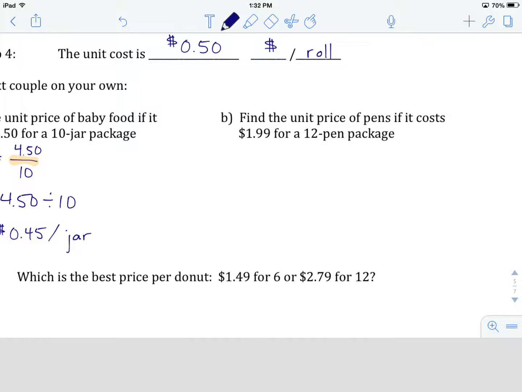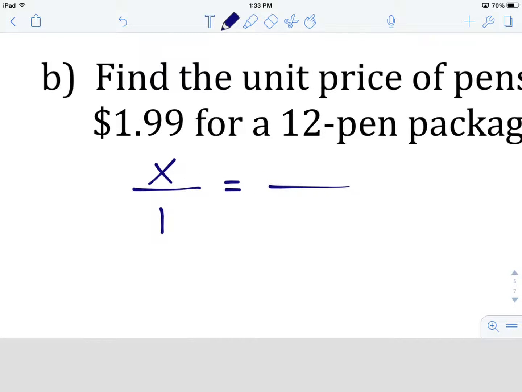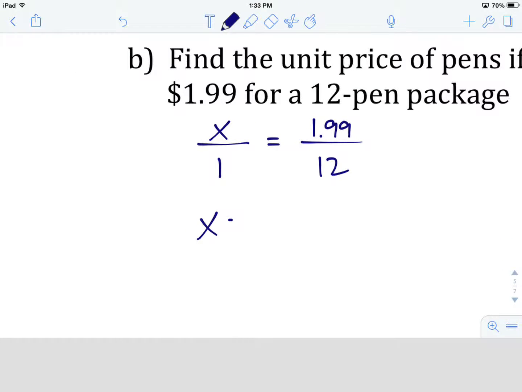Okay, let's have a look at this one. We're going to set up our two ratios. Again, we've got something over something equals something over something. The first one is the unit price, which we don't know but want to know, over 1, equals the total cost, which is $1.99, over the total number of items in the package, which is 12 pens. From here, we actually just do that little bit of arithmetic.